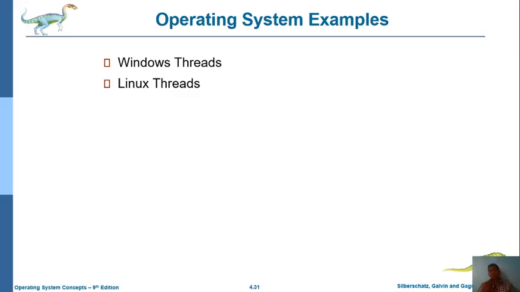So, in today's session, we will discuss operating system examples. That means in which operating systems we are using the threads. And next, we can discuss CPU scheduling. Okay, coming to the operating system examples in threads, that means in which environments or platforms we are using the threads.